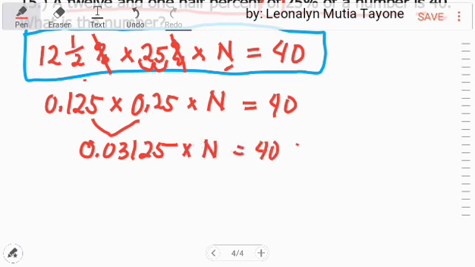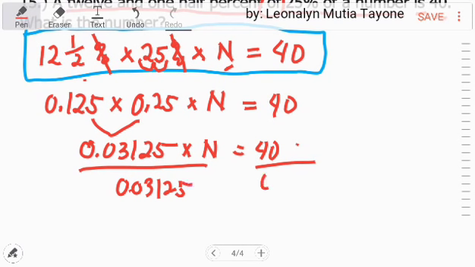Paano i-isolate si n dyan? Mag-divide tayo ng 0.03125 to both sides para ma-isolate si n dito. In other words, kapag itong number na ito ay nag-multiply sa n, sa kabila pang divide siya. So, ma-cancel out na yan. 40 divided by 0.03125. Sa mga nahihirapan mag-divide ng decimal numbers, gawin natin ngayon.